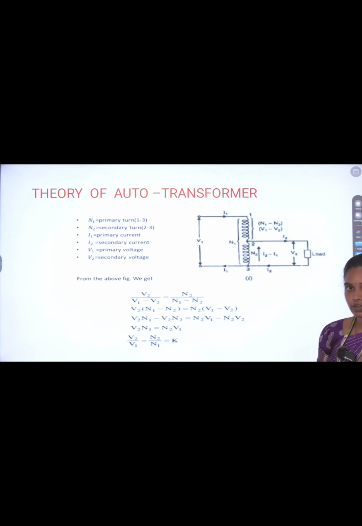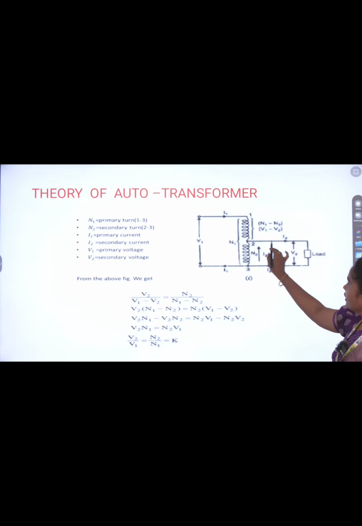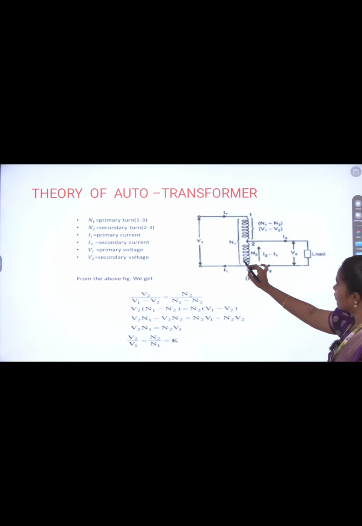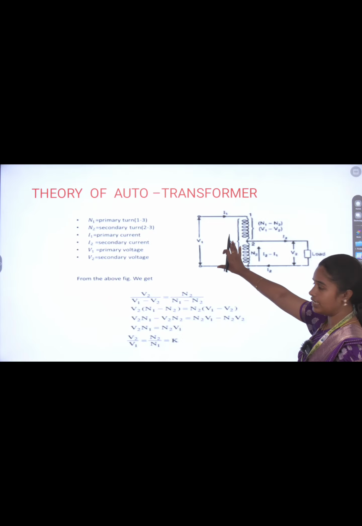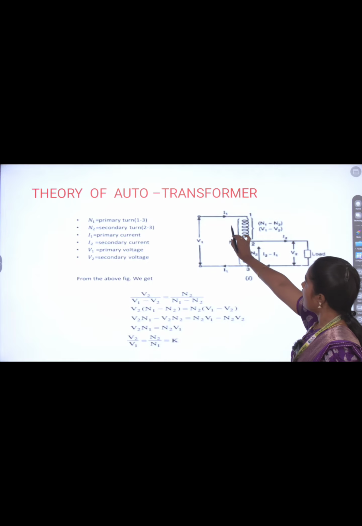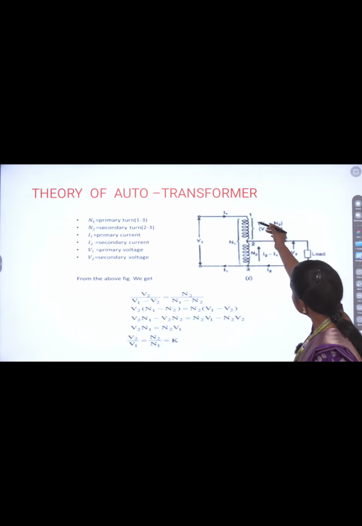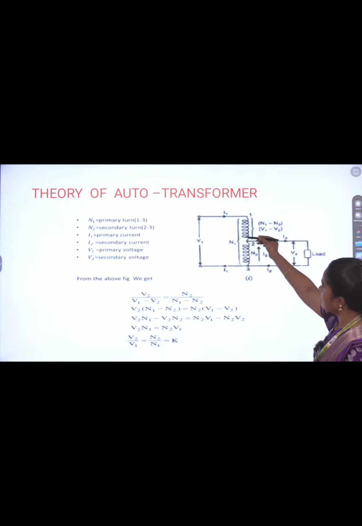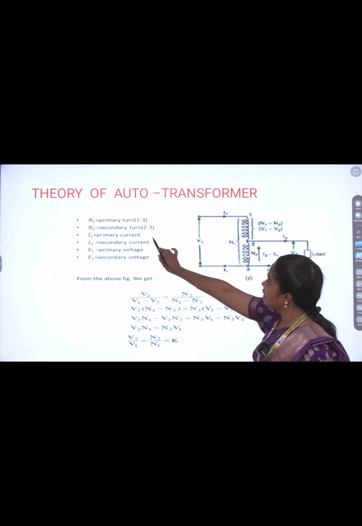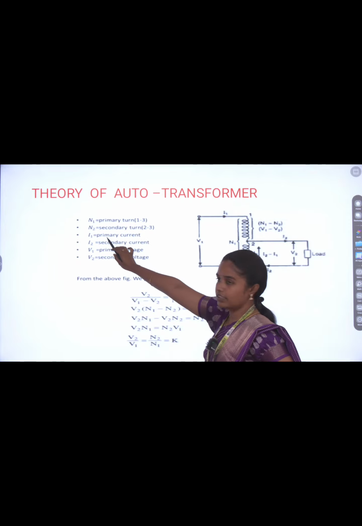And next, the theory part of auto transformer. This is a graphical representation of auto transformer. The first one is the primary part and the second one is the secondary part. V1 means primary voltage and I1 means primary current, the secondary voltage is denoted by V2 and I2 means secondary current. Then I assume the 1 and 3 section is the primary, with turns N1, and the 2 and 3 section I denote as the secondary, with turns N2.